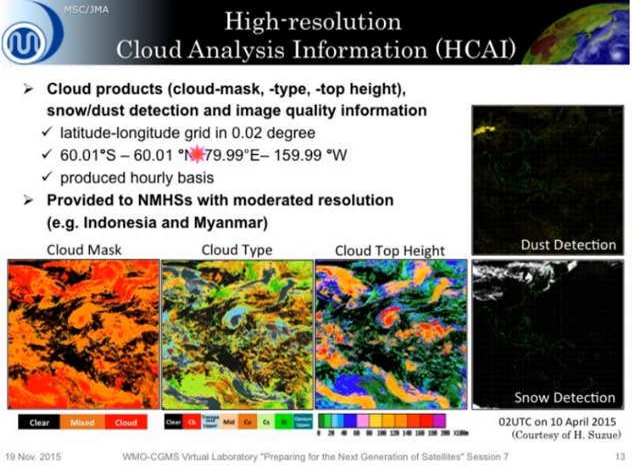These products are produced hourly and are used for operational forecast and monitoring. JMA provides these products to some national meteorological and hydrological services with the resolution appropriately modulated.